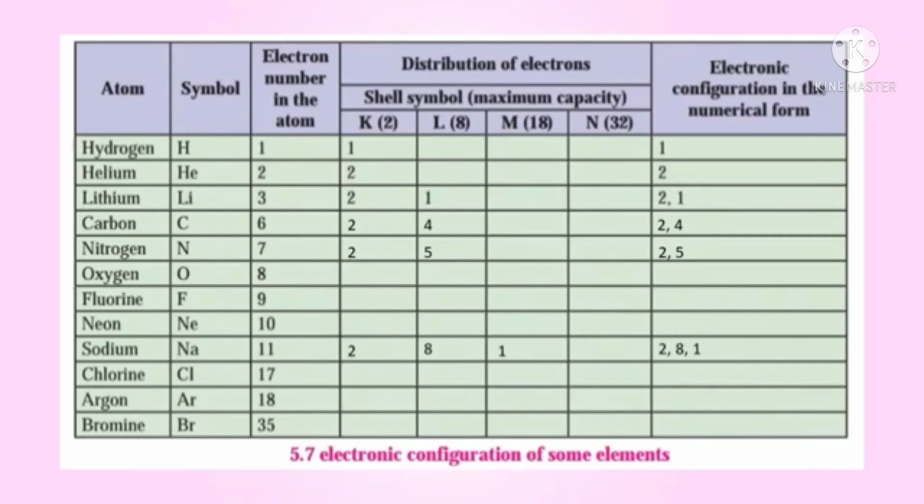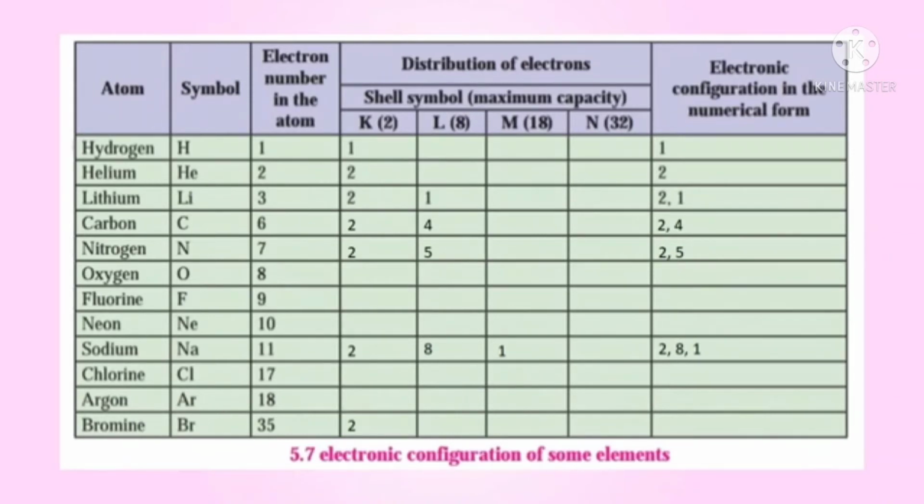If we consider the next element, chlorine, the atomic number is 17. So similarly we can write the electronic configuration 2, 8, 7. The last element is bromine. For bromine the atomic number is 35.